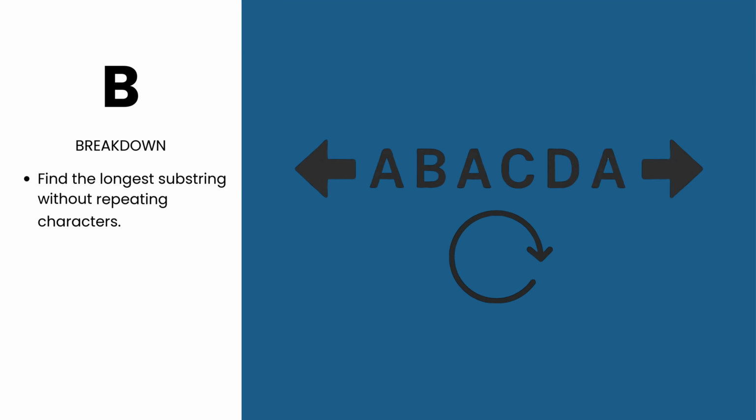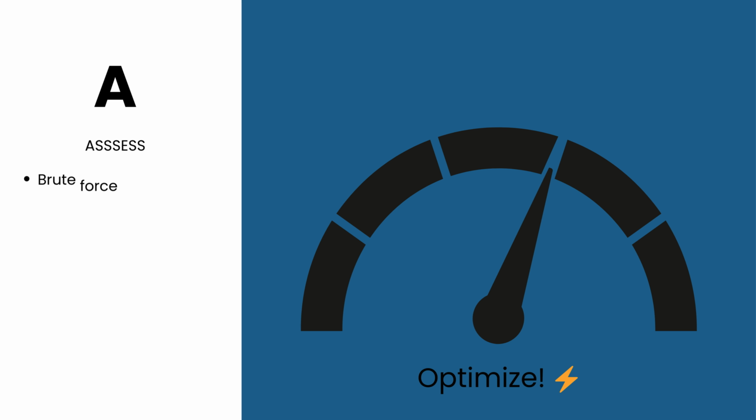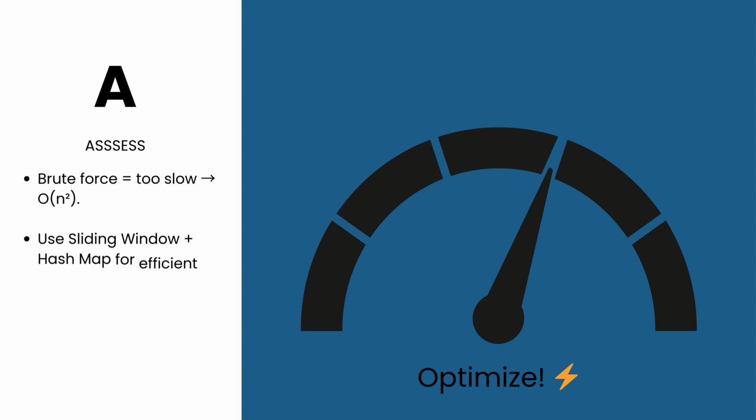Breakdown recap. We started by understanding the goal, finding the longest substring in a string that has no repeating characters. Essentially, it's about tracking a clean stretch of unique letters. Assess recap. Then we discussed why brute force just doesn't cut it. It's too slow, checking every possible substring. Instead, the optimal approach uses the sliding window pattern combined with a map or set to keep track of characters efficiently. Structure recap. We planned the logic step by step.